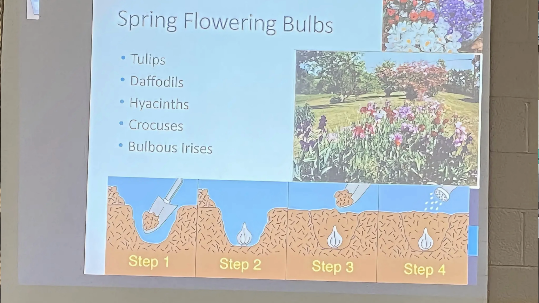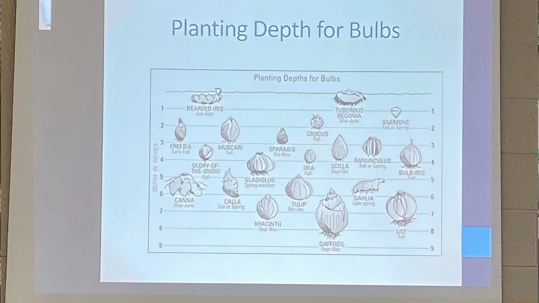Spring flowering bulbs: tulips, daffodils, hyacinth, crocus, and bulbous irises. And there is a list of bulbs and the planting depths. It's really cool. It's usually 2 to 3 times the diameter. Like, if it's 2 to 3 inches, it's 4 to 6 inches deep.